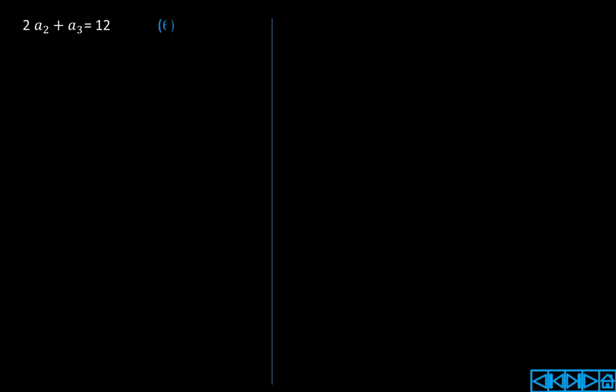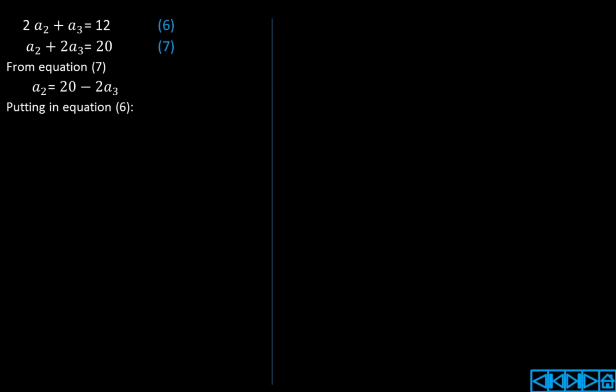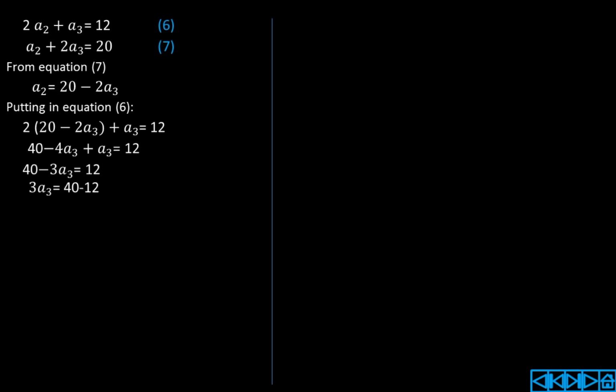So we have 2a2 plus a3 equal to 12 and a2 plus 2a3 equal to 20. From equation number 7, we get a2 equal to 20 minus 2a3. If we put the value of a2 in equation number 6, we have 40 minus 4a3 plus a3 equal to 12. So finally we have 3a3 equal to 40 minus 12. So finally we have a3 equal to 28 by 3.